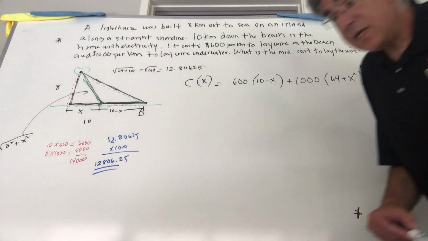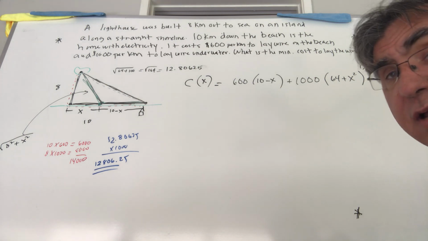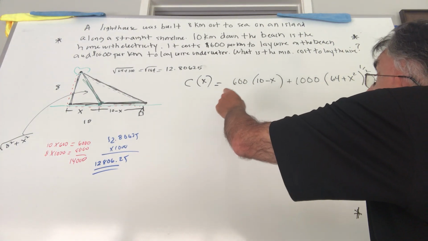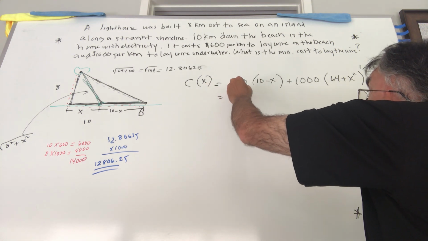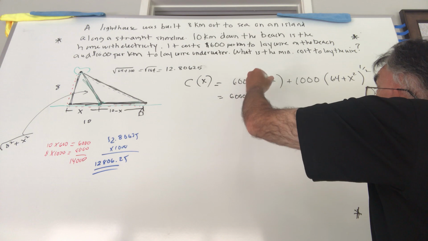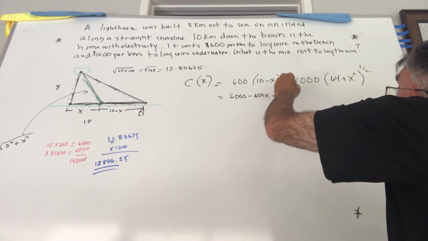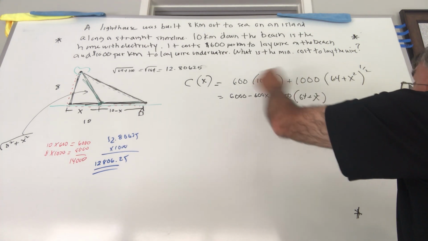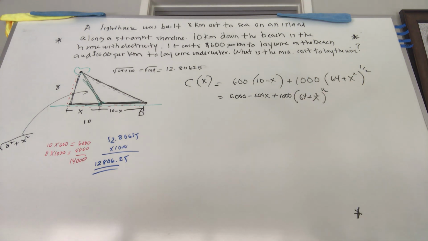Now, this is where you have to realize that we're going to do the same thing we've been doing in our homework. Slightly more complicated equation here, though. Let's do two things to make life easier. Well, no, let's just do one thing. Let's just distribute the 600: 600 minus 600x plus 1,000 times the square root of 64 plus x squared. I'm just going to distribute that in, so when I go take the derivative, hopefully it'll be easier.